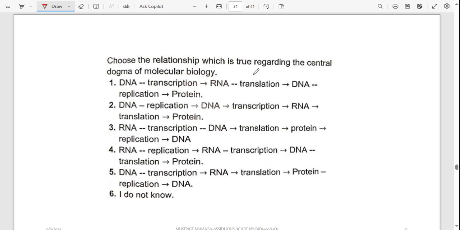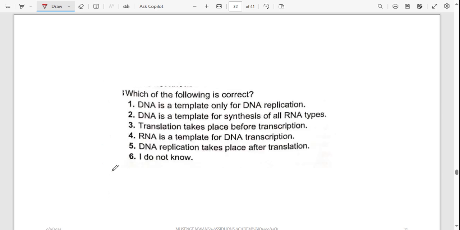Choose the relationship which is true regarding the central dogma. DNA to RNA transcription, RNA to DNA, this is not true. DNA to DNA replication, DNA to RNA transcription, and then protein, this is true. So these others won't be true.